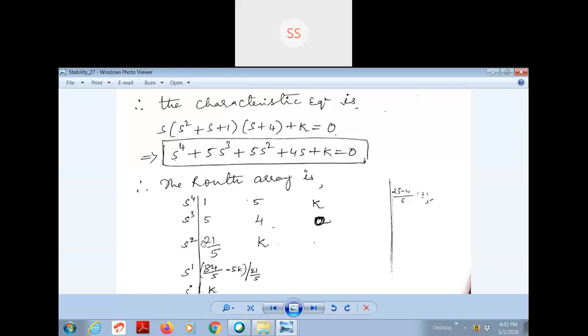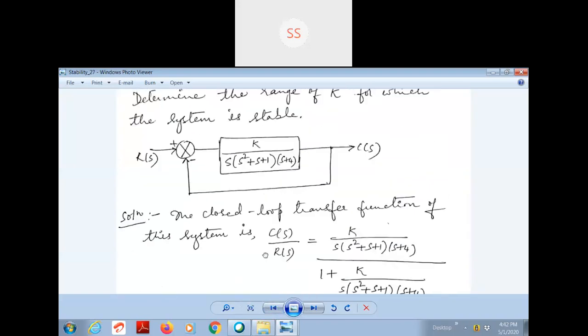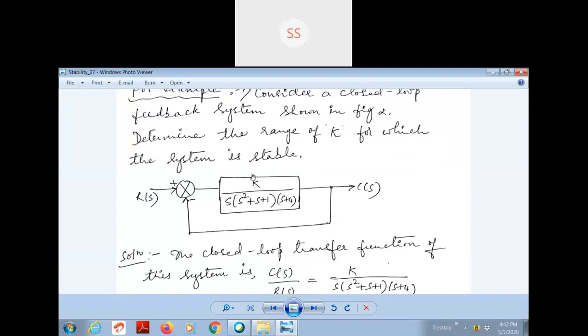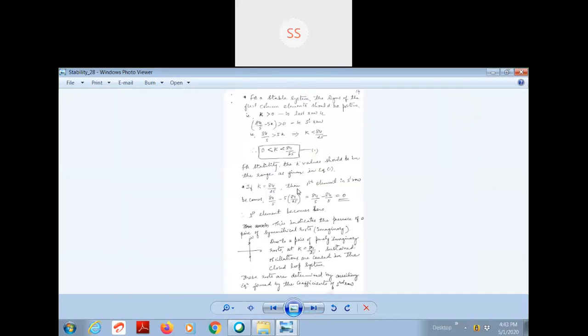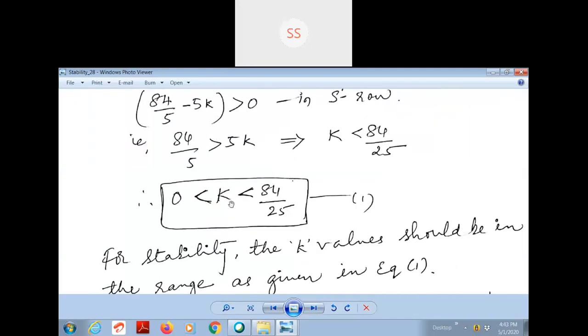These 3 are already positive, so these 2 will also be positive. Therefore, in the first given block diagram, if this k is more than 0 and less than 84 by 25, then our characteristic equation is such that the first column contains all positive terms. So this range of k will make all the terms in the first column positive.